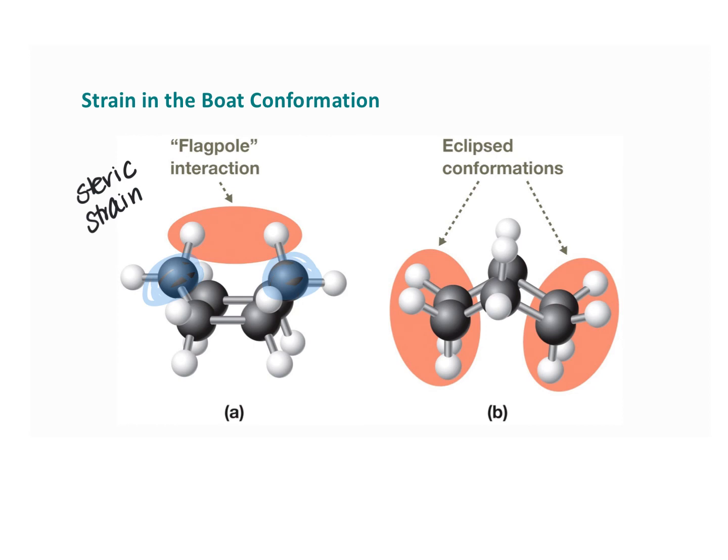Now, notice in B here, the two carbon-carbon bonds are in an eclipsed conformation, and because they're eclipsed, they're going to contribute substantial torsional strain.